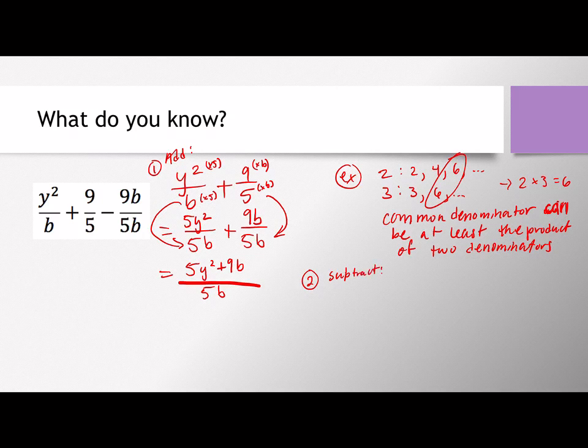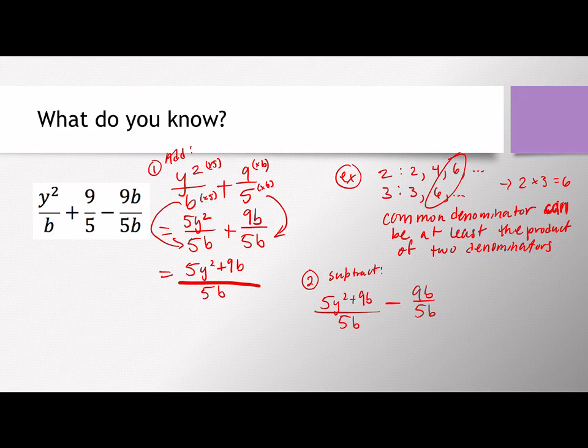What we're going to subtract is whatever our sum was. So I'll copy that down: 5y squared plus 9b divided by 5b. And I'm going to subtract off 9b over 5b. If you notice, we are subtracting a fraction that is not in simplest form, lowest terms, but it's okay.